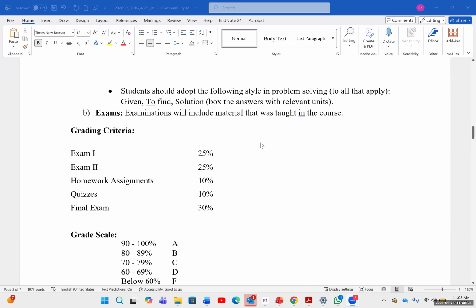For this class, we would have 2 exams, 2 midterm exams. Each would be 25%. We're going to have homework assignments, which are going to be 10%. And we're going to have a random quiz, which is going to be another 10%. And the final exam would be 30%. So no final project like the previous classes that you had.